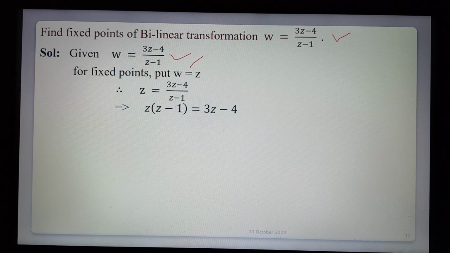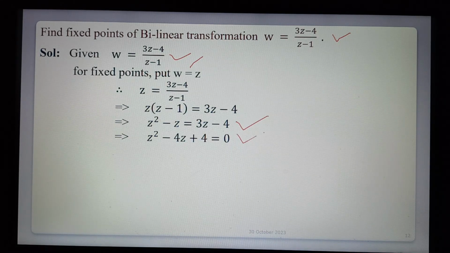So right outside is the cross product. So z square minus z is equal to 3z minus 4. So this is the quadratic equation in z. z square minus 4z plus 4 is equal to 0. So (z minus 2) into (z minus 2) is equal to 0. So z is equal to 2, 2. So the roots are 2, 2, equal.